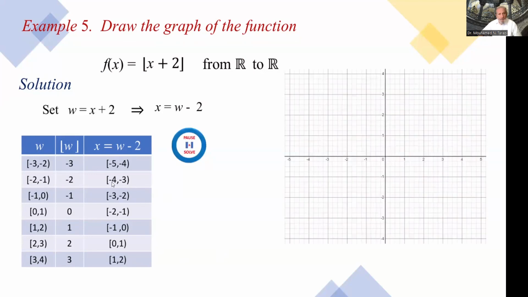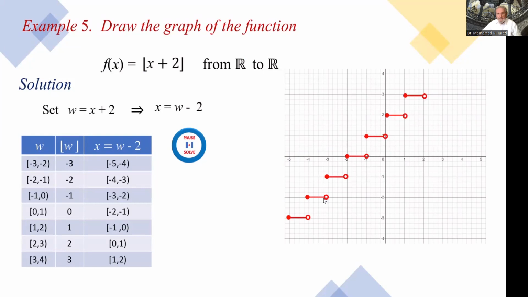Now we want to draw this. Between -5 and -4 is -3, right here. And between -4 and -3 is -2. And you keep going.